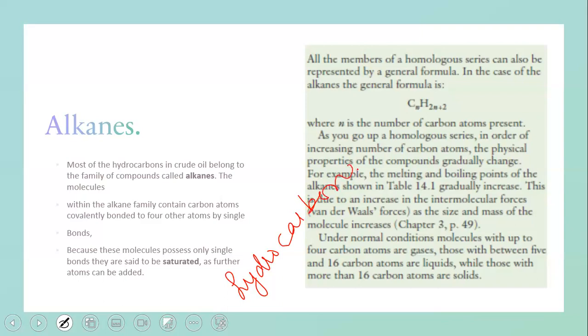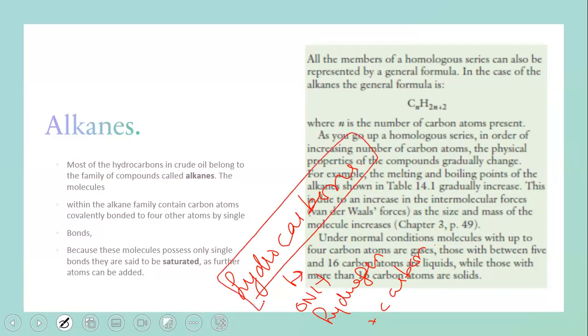This is what we're starting with. We're starting with the topic of hydrocarbons. Now, what are hydrocarbons? Hydrocarbons are those compounds that have only hydrogen and carbon. That's it. Those compounds that have only hydrogen and carbon are known as hydrocarbons.